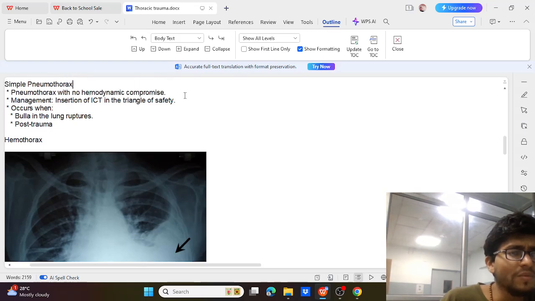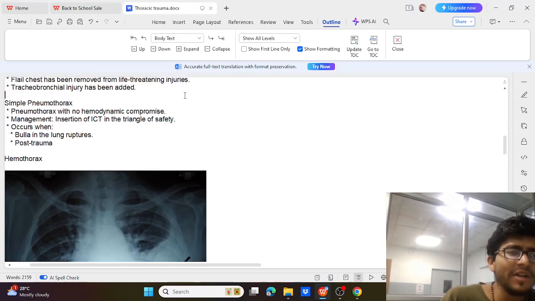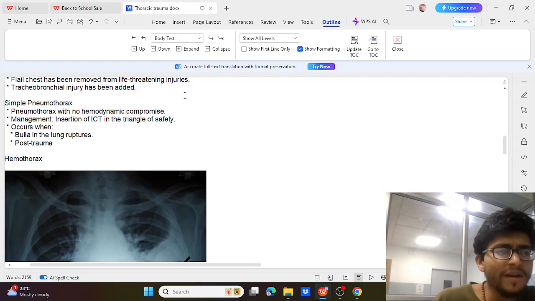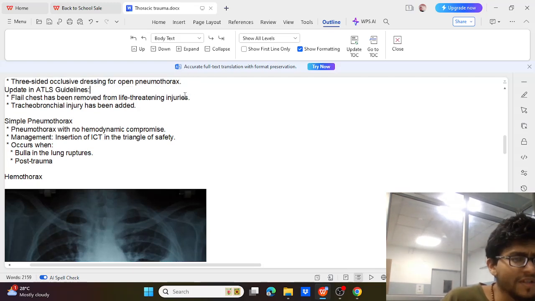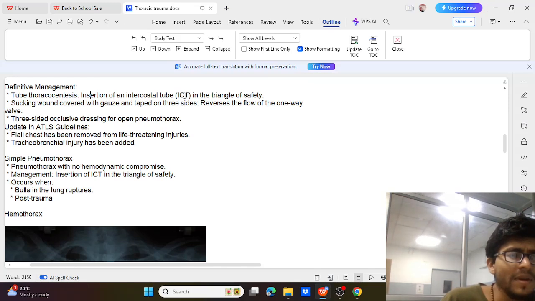Now coming to simple pneumothorax with no hemodynamic compromise, again we will insert an intercostal tube in the triangle of safety, so it will be helpful in releasing the pressure and the air. What are the other causes of simple pneumothorax? It could be trauma, it could be bulla rupture in the lung. These are the 2 common causes of simple pneumothorax and can be managed in a similar way. Again, we'll go for pain management, oxygen and all that stuff, apart from the important things which we have discussed. Analgesic, oxygen support, ventilation support, this may be needed.